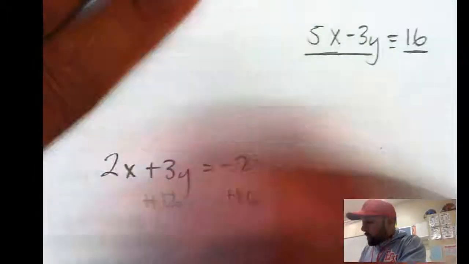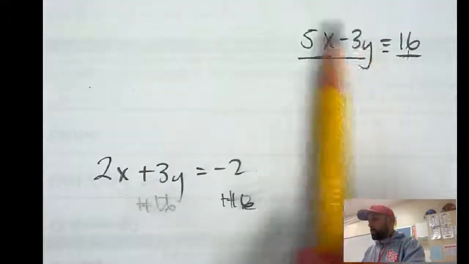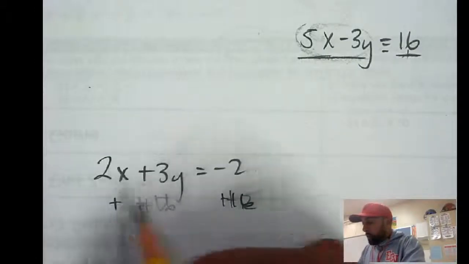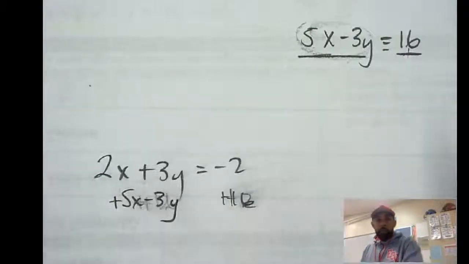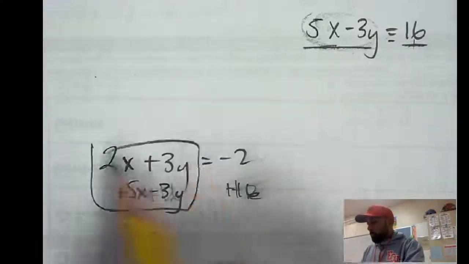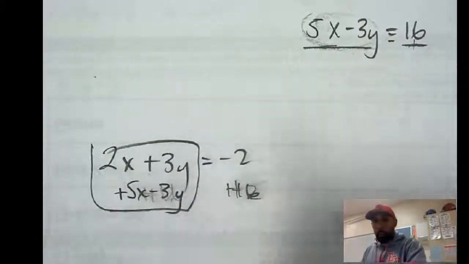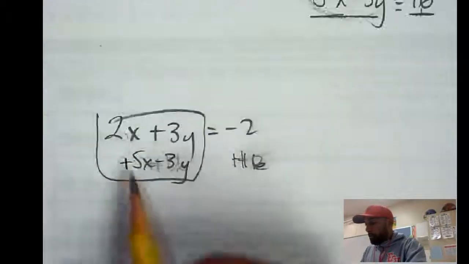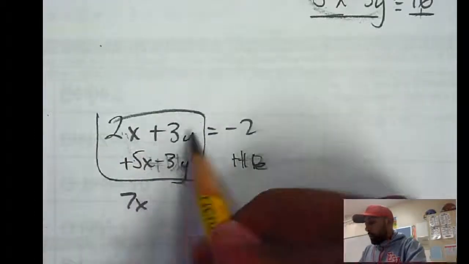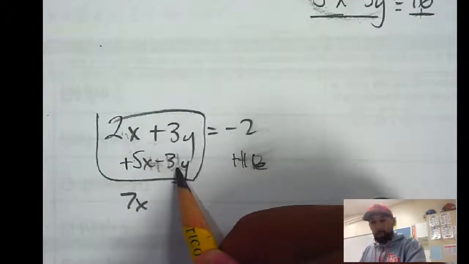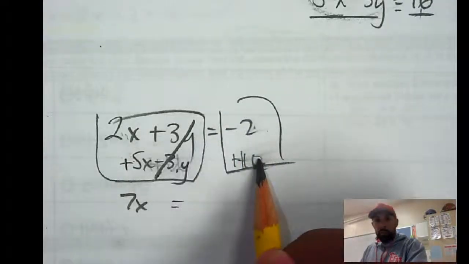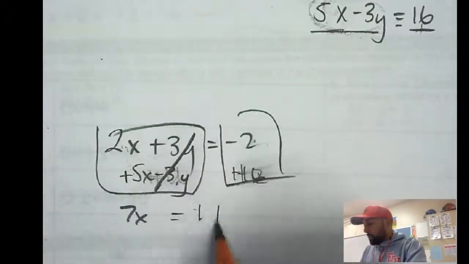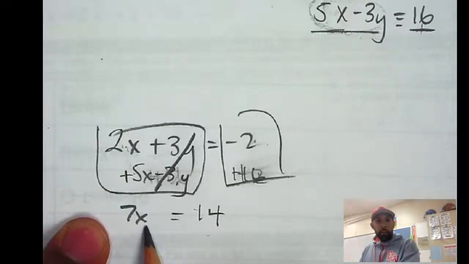Now, if we're saying that the 16 equals all of this, then if I add 5x minus 3y to this side, it's like I'm doing the same thing. I'm still balancing because technically they're the same thing, right? So if I add all these together, let's see what happens. I add the like terms, so 2x and 5x. And now 3y minus 3y. Well, that's 0, so that goes away. But I also have to add up the other side, so -2 and the 16. That becomes 14. Hey, look, it's that same equation that we had earlier.